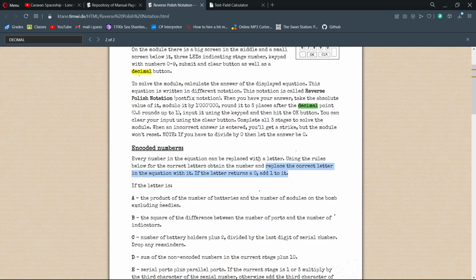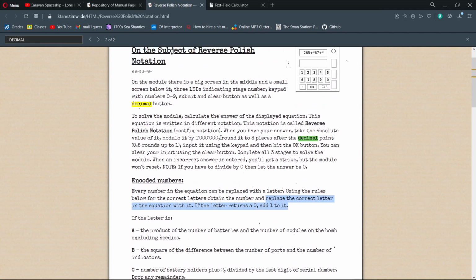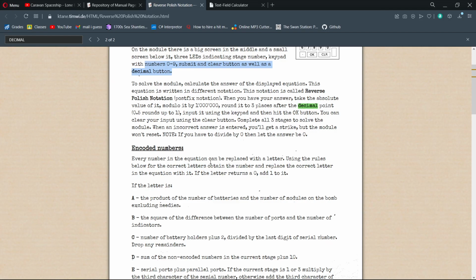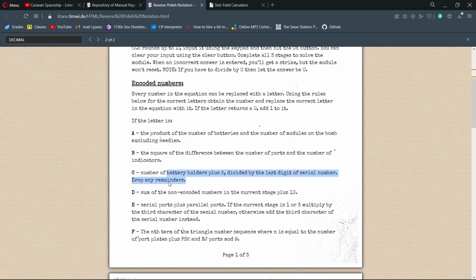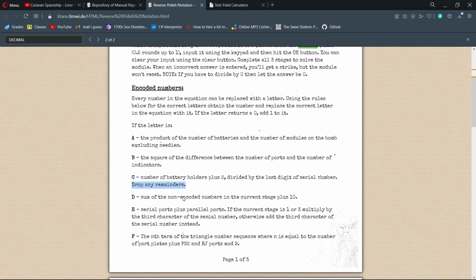As it states somewhere, oh yes, I have decimal highlighted. Let's see. Oh, no, never mind. Okay, yeah. Whenever you have a decimal, you do the same thing as you would an answer, and you would just round it to the thousandth spot. Never mind, I am lying. It says drop any remainders. Ignore everything I'm saying right now.